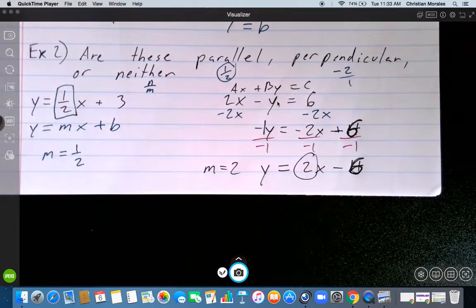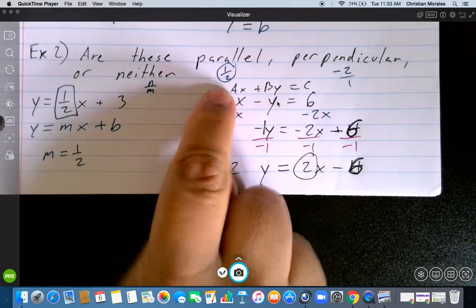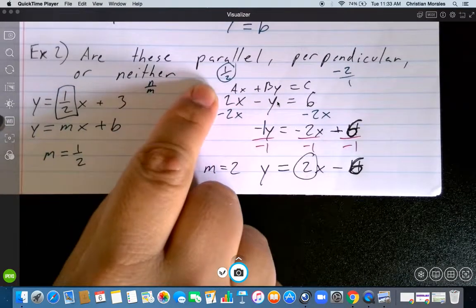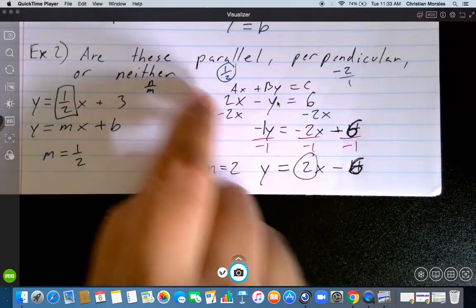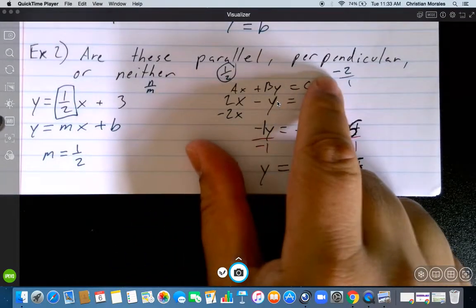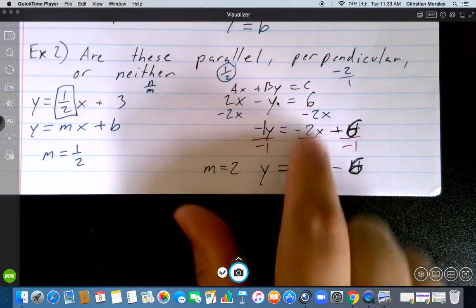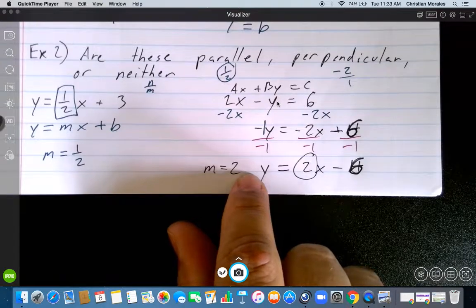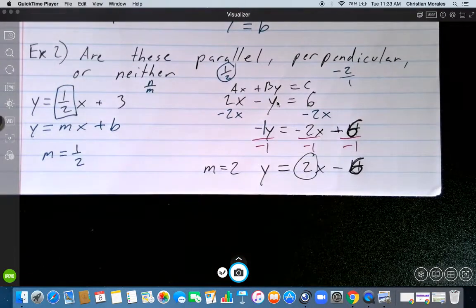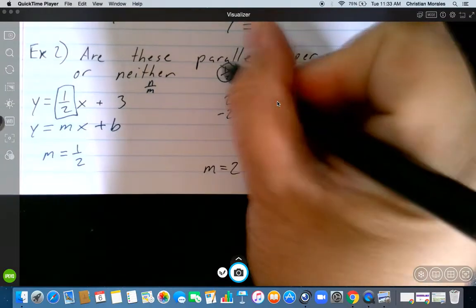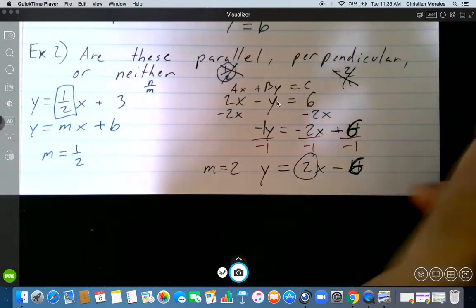Okay, so let's compare that. Is my slope 1/2? Is it identical? No, so they're not parallel. Is my slope a negative reciprocal? Is it -2/1? No, it's +2. So it's not this and it's not this.